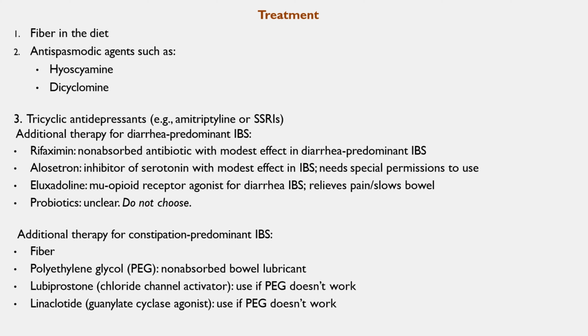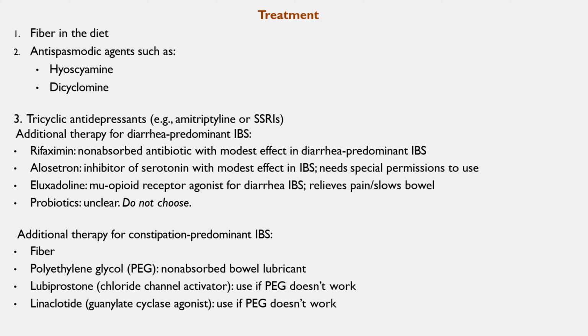Additional therapy is when you have diarrhea predominant IBS. In this case, we may use rifaximin, which is a non-absorbed antibiotic with modest effect in diarrhea predominant IBS. Also, we can use alosetron, which is an inhibitor of serotonin with modest effect in IBS. You need a special permission to use it.